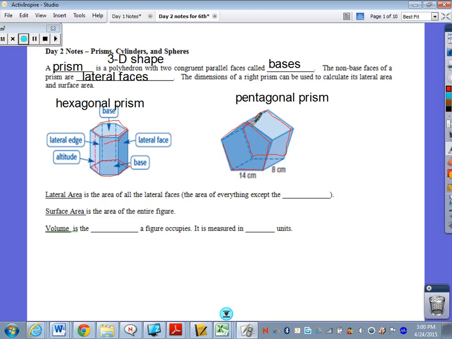So we name a prism by its base. This would be called a hexagonal prism because the base is a hexagon. And this one a pentagonal prism because the base is a pentagon.